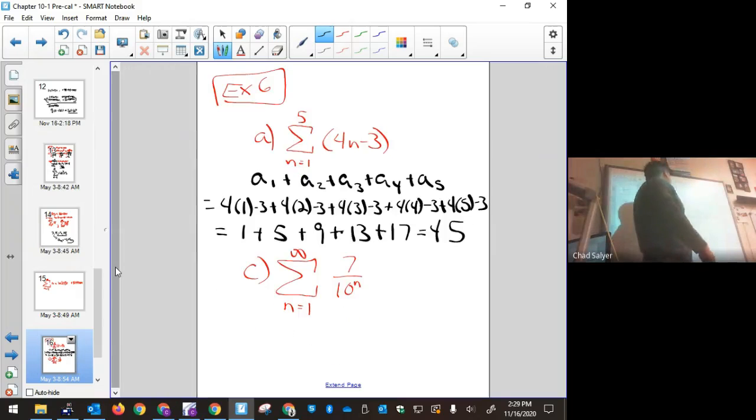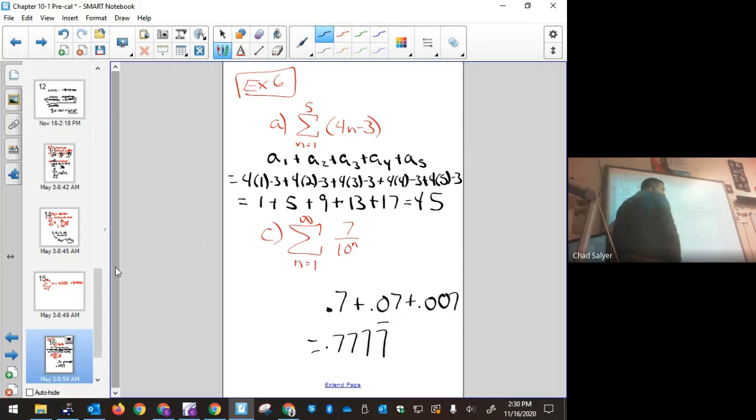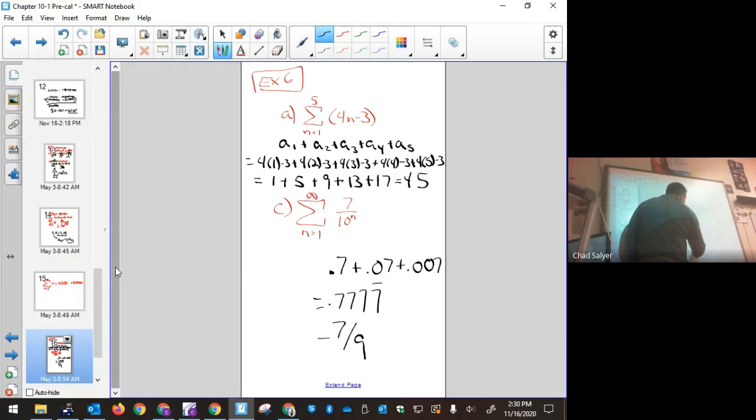So this next one, I can't possibly calculate by hand. Look what this upper bound is. So there are some tricks I can use to understand what it would be by hand. So 7 over 10 to the n, that would be 0.7. And then 7 over 10 squared would be 0.07. So do you see how this would just be 0.777, and then 7 is repeating? So I know that is 7 over 9.